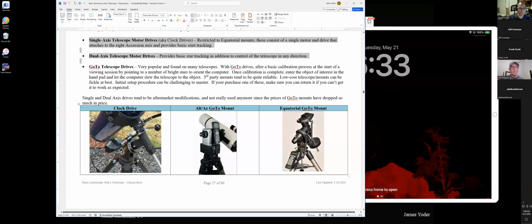And here's some examples of the different types. Here's an example of the clock drive on a little cheap telescope, and then a go-to on alt-az mount and the equatorial mount. Questions so far?